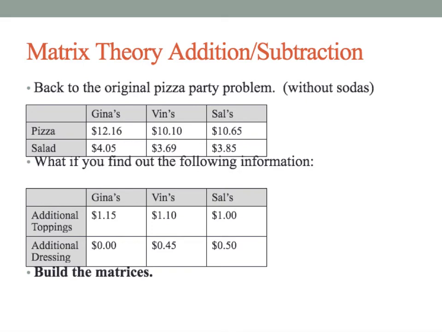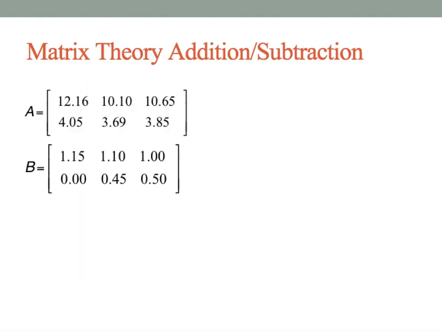Alright, back to our word problem. We have 3 pizza places to choose from to order pizza for a party: Gina's, Vin's, and Sal's. We have pizza and salad, and on the second table down on the bottom, we have additional toppings, which correlates with the pizza, and then additional dressing, which correlates with the salad. So what we can do is take these numbers from the chart and put them in matrices, and that's here on the next slide. So that's what that would look like.